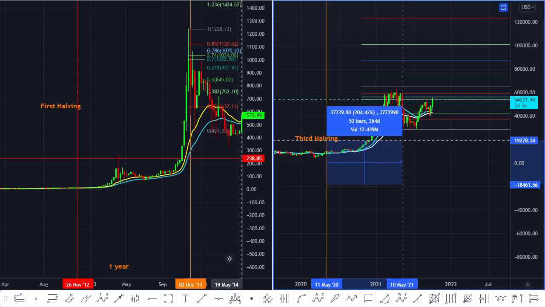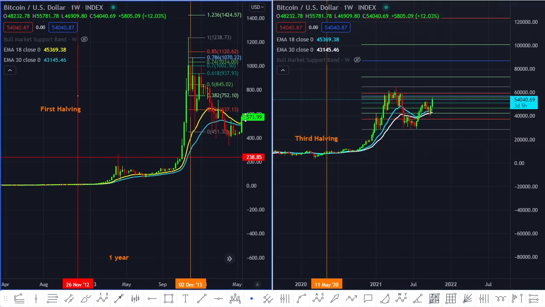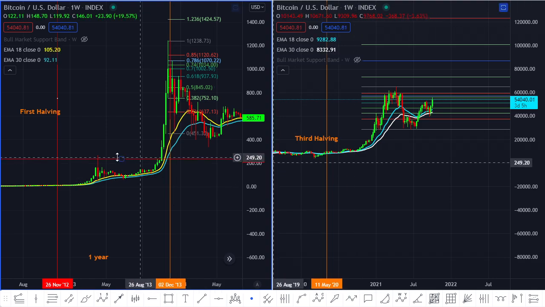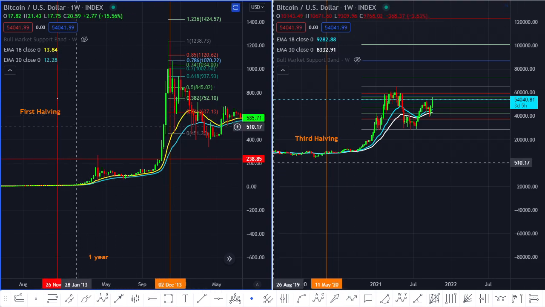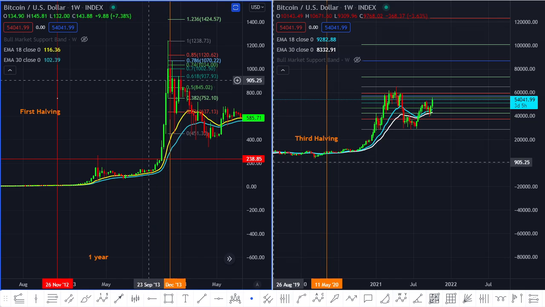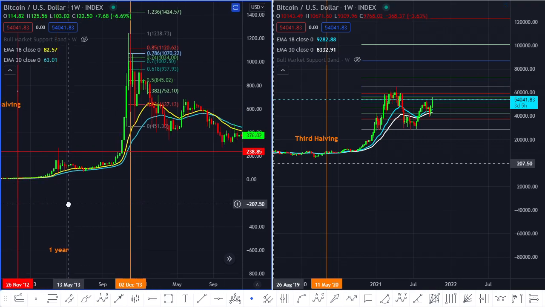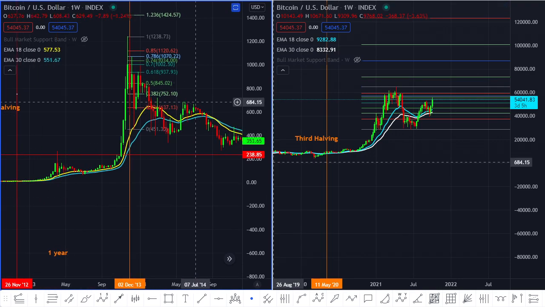So 364 days. Again, give or take a few days is not that big of a problem because the similarities are still super uncanny. So even after the halving here, the halving was a year, and then you reach your all-time high. Here, the halving was a year, and then after the halving by a year, you also reach your all-time high. Also, what is interesting is you guys know that I think we are here basically.